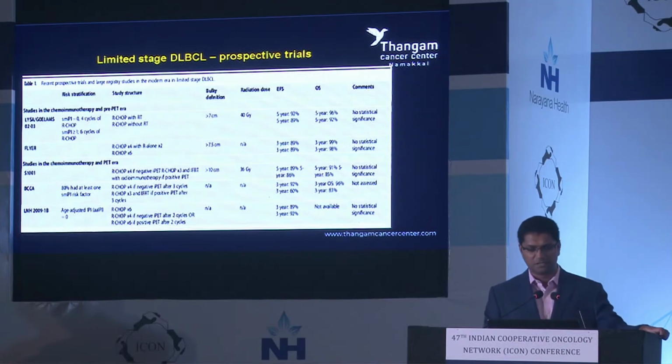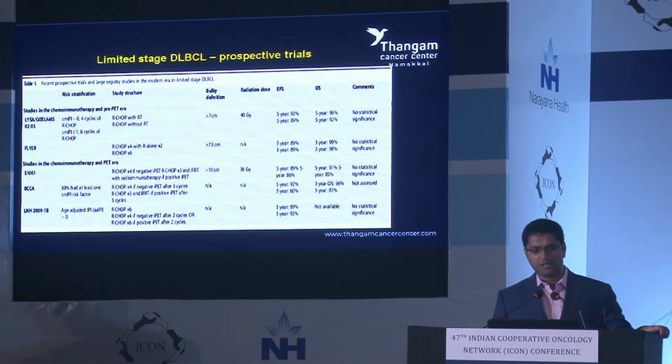Current considerations in limited stage disease: you try de-escalation of therapy. In limited stage disease, the OS is around 90 to 95%, so you try to reduce toxicity and try to avoid RT. So there's a reconsideration of RT, the optimal length of chemoimmunotherapy, and the role of response-adapted therapy using interim PET. These are a few studies that have been done in limited stage DLBCL.